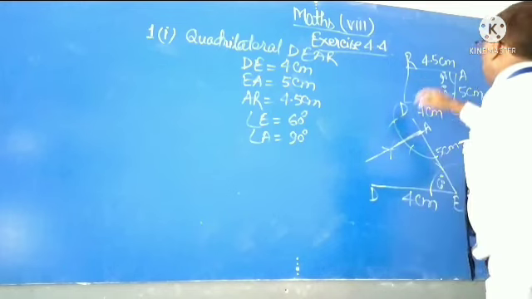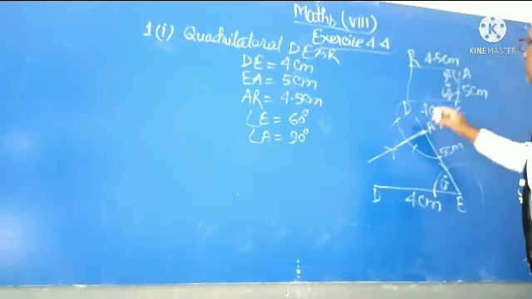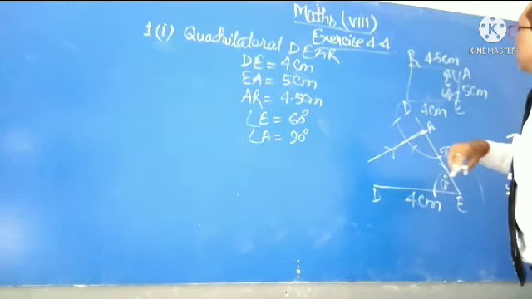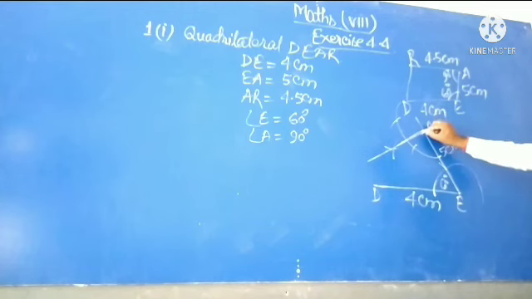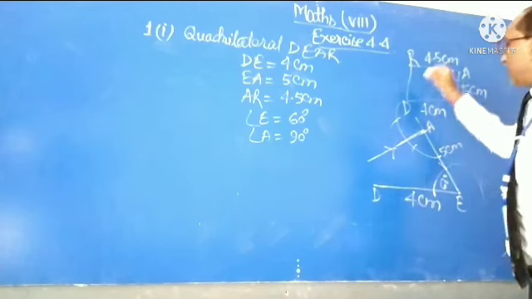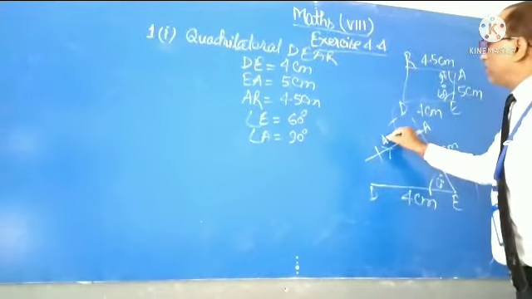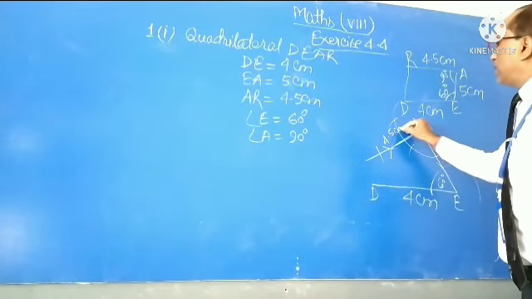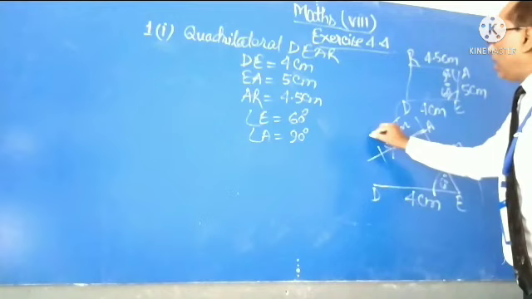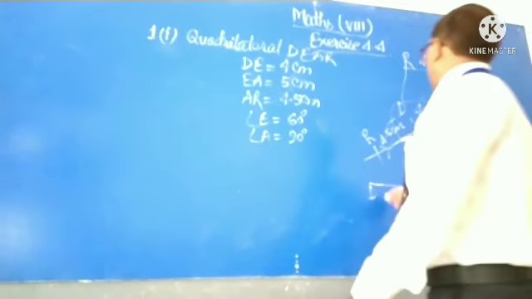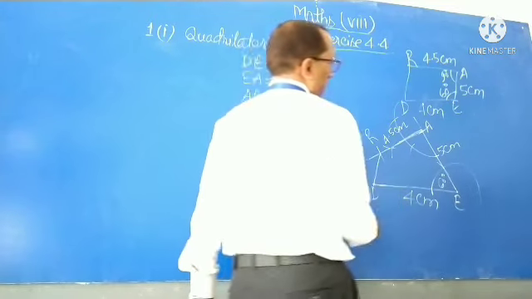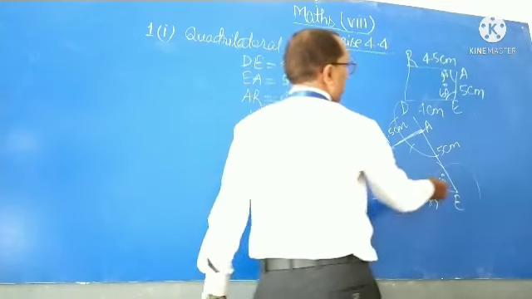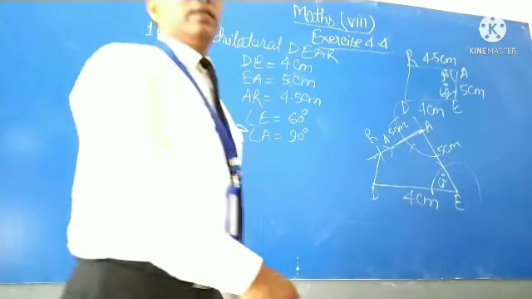Then you cut 4.5 centimeter distance from this side. You take 4.5 centimeter distance in your compass and put your sharp edge here, point A, and cut 4.5 centimeter from this 90-degree angle. This is R. Join R to D and your required quadrilateral DEAR is constructed.